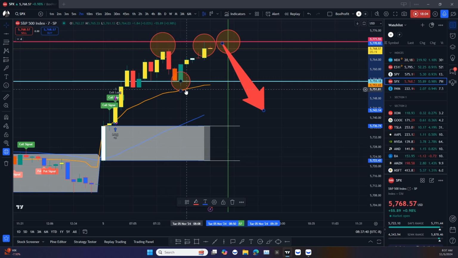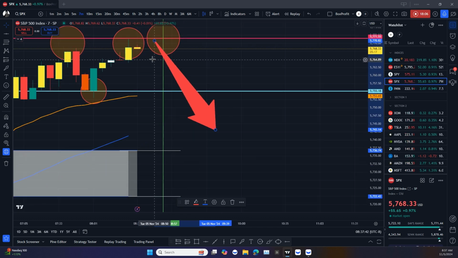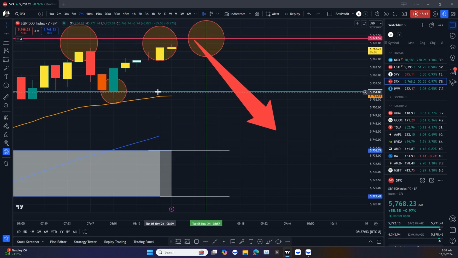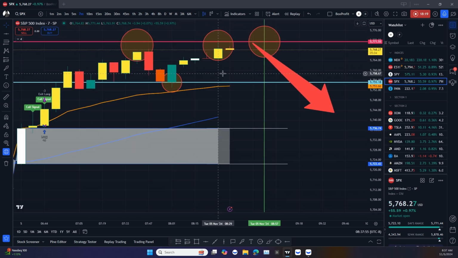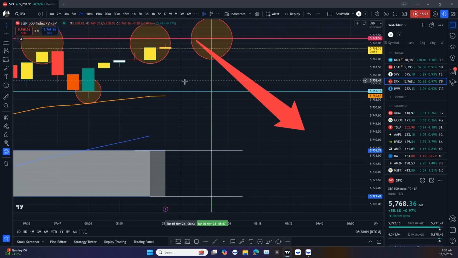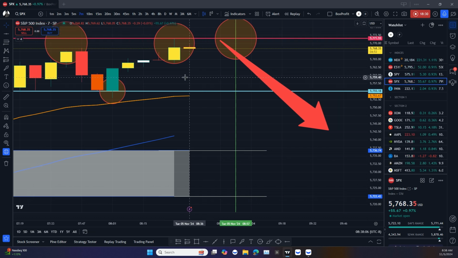Already I do see that we are still printing a green candle, but look, the edge of that candle is being painted red. We have never seen that before in today's trade. If you look at today's trade, you will never see a green candle which is painted red on the outside. Look at this, guys. This is beautiful.